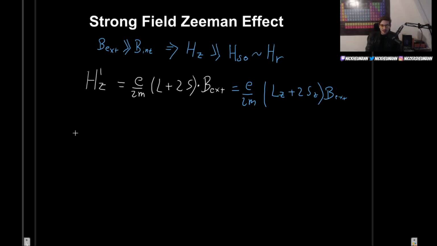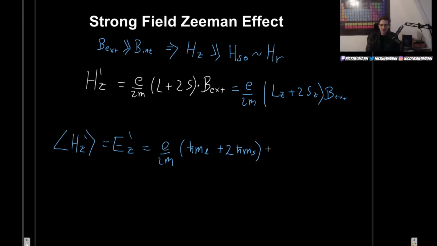So let's take the expectation value then. HZ, this is going to be the energy, of course, from Zeeman. And this is going to be e over 2m times the expectation value of LZ, we already know, that's h bar times ML. And the expectation value of SZ, so we get 2 times h bar times MS, and times B external.